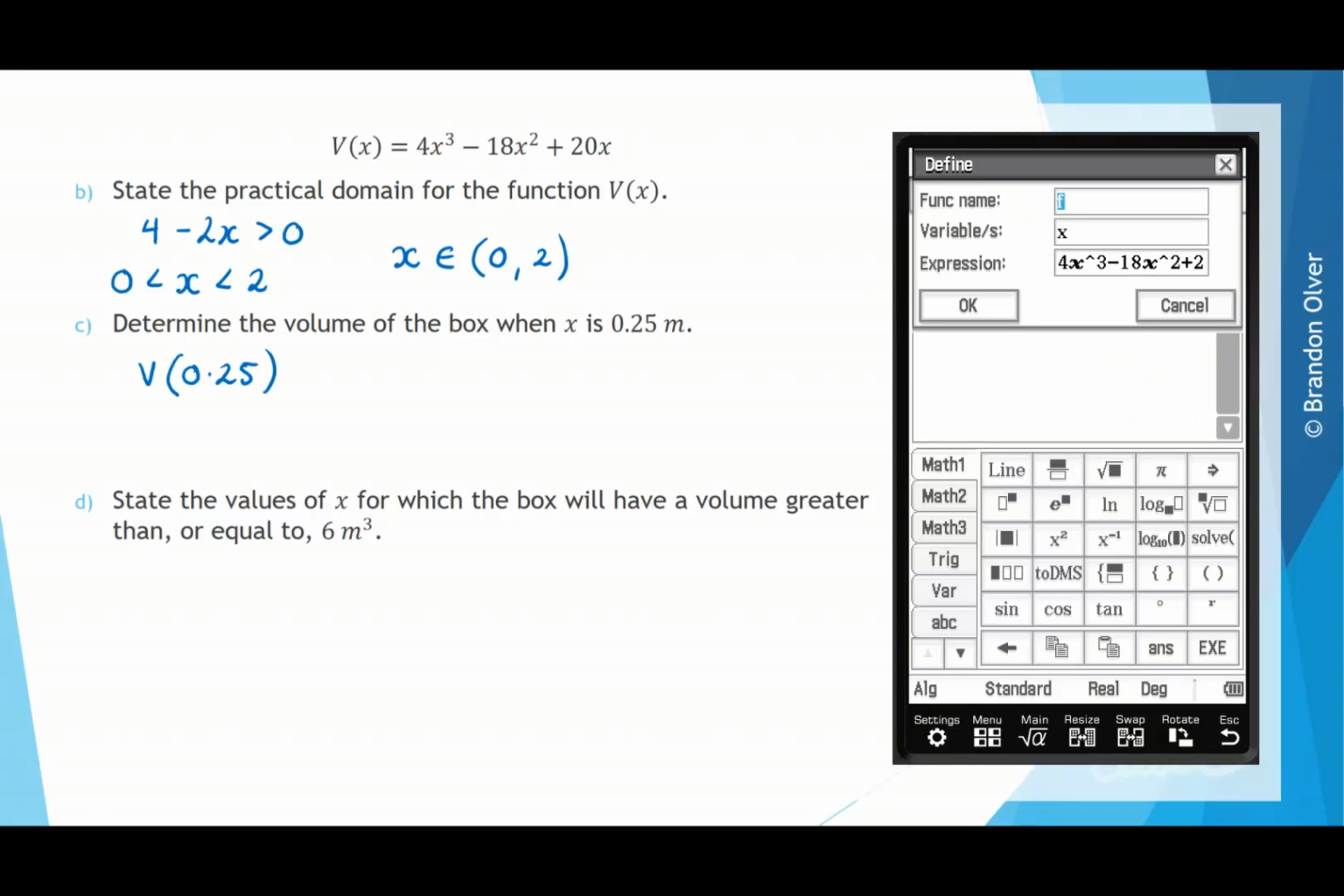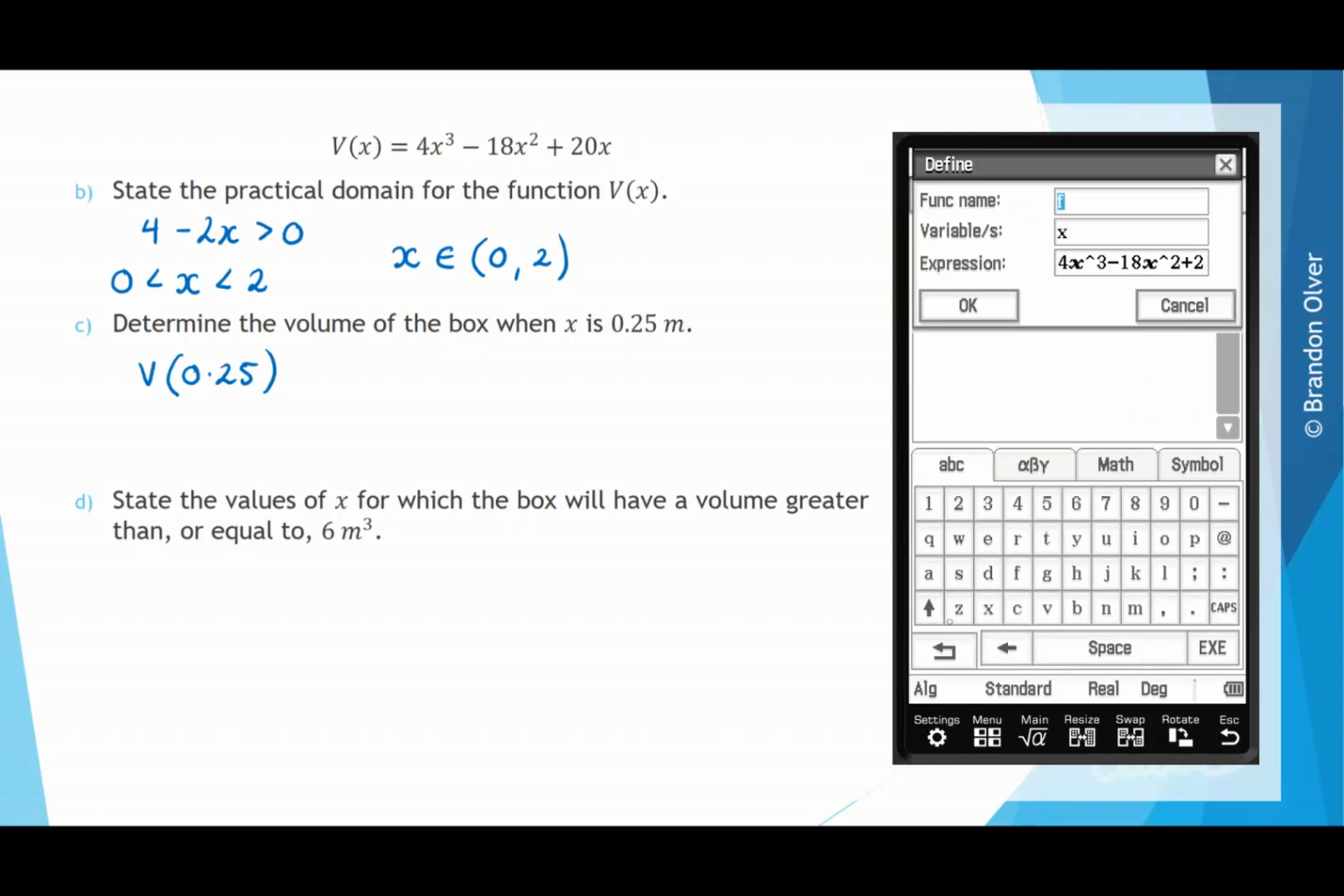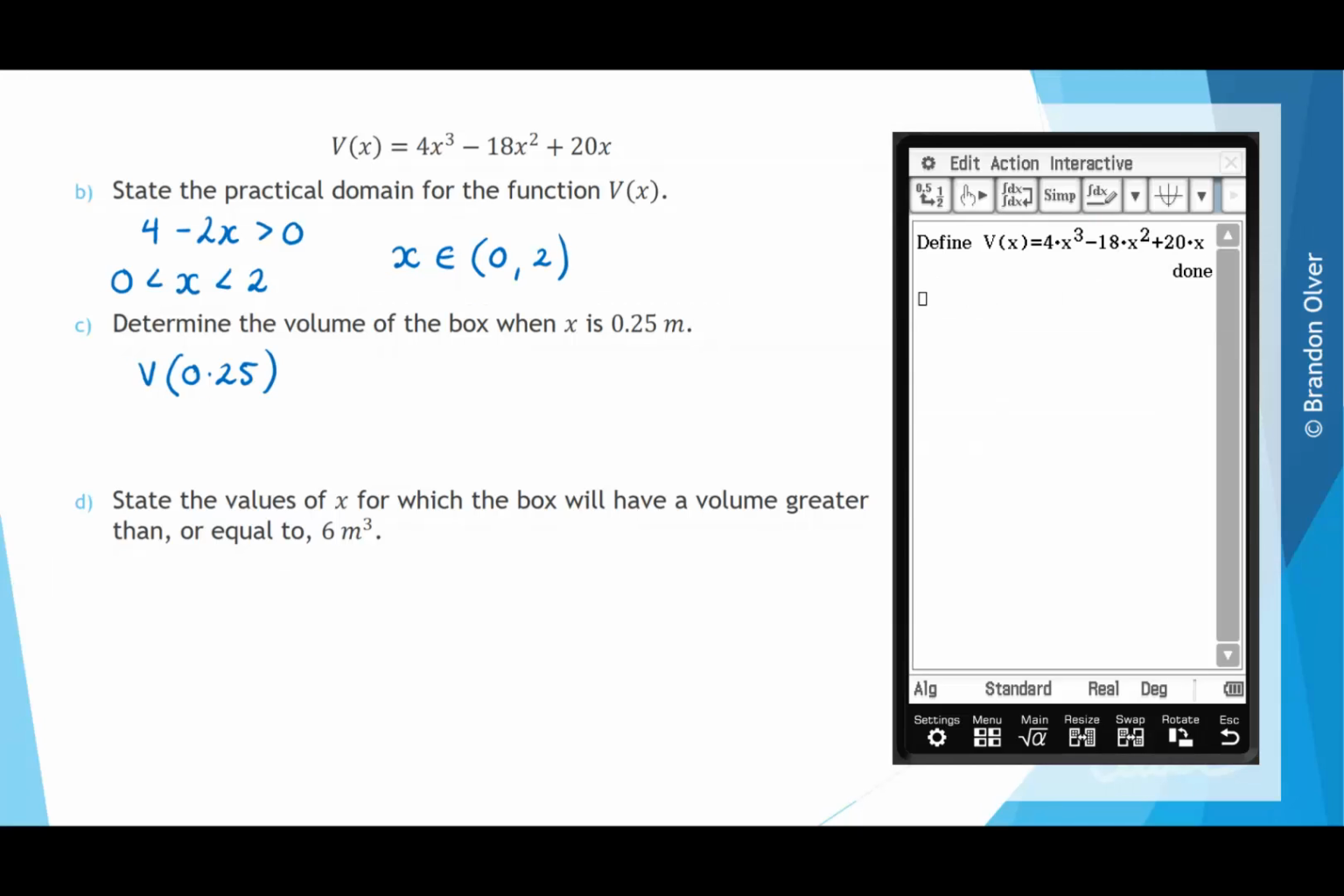And we can set the function name to be V. If we go into ABC, very important you use ABC, not Variables, we can click caps V, and then we can leave the variable as x and press OK, and we have V(x) defined. We can now drag down the V(x), and to find the volume when x is 0.25, we just put 0.25 in here and press execute. So from the calculator, this is equal to 63 divided by 16 meters cubed.